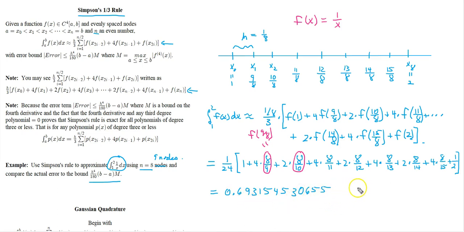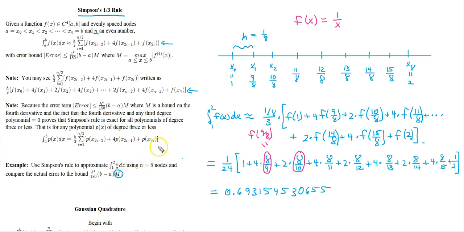So that's what you get when you evaluate that on your calculator. Now, let's evaluate an error bound, and then we'll calculate the difference between the actual error and our estimate right here, and show that that is less than our error bound. So our error bound, let's first of all calculate the m right here.